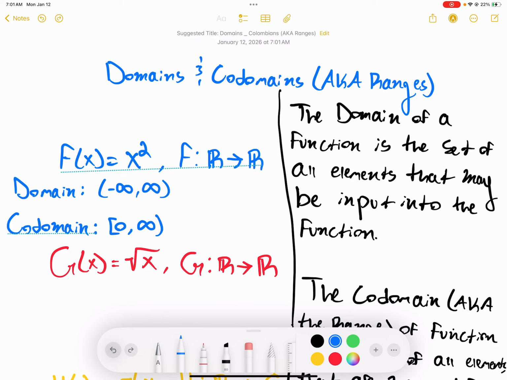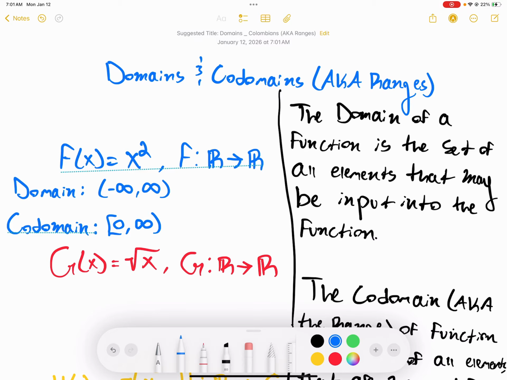Now, if I had just used a parenthesis, then what I would be saying is from 0, not including 0, all the way to infinity. But we do want to include 0 in our codomain because there is an input 0, f of 0, which maps to 0. So 0 is in our codomain because there is an input that maps to 0 as an output. So this would be our domain and codomain of f of x.